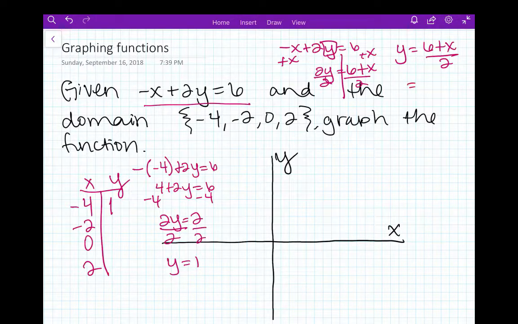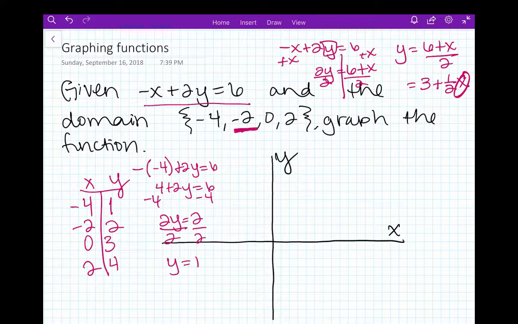I could also write that as 3 plus 1/2 x. Those are the same thing. You need to figure out how those are the same thing. If you don't, you need to ask me. So now I'm going to plug in a negative 2 for x. 1/2 times negative 2 is negative 1. 3 plus negative 1 is the same as 3 minus 1, which is 2. If I plug in a 0, 1/2 of 0 is 0, plus 3 is 3. 1/2 of 2 is 1, plus 3 is 4.